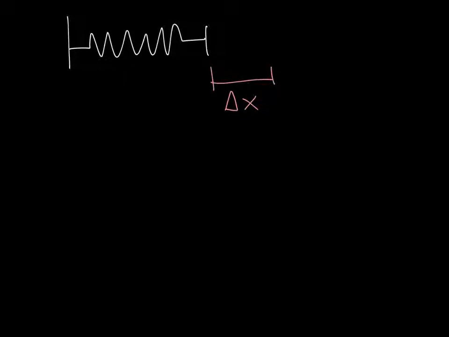Okay, so if I pull this by some amount increase in x, now the more that I pull, the more force I need to do to keep it there. And then I receive a force from the spring that's trying to restore it to its initial position, and this force is equal to something called the spring constant times the increase in x.